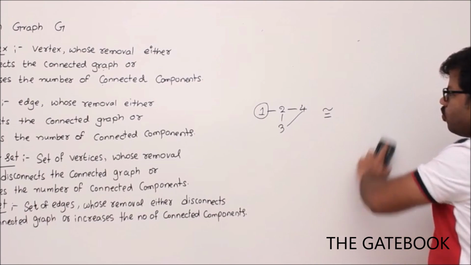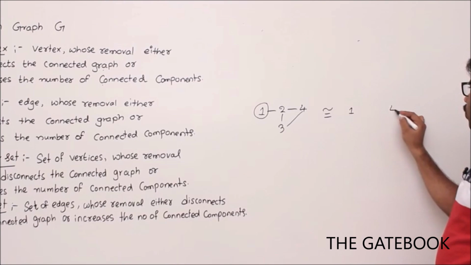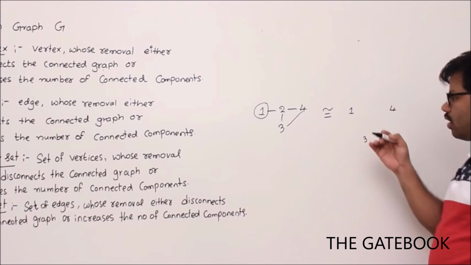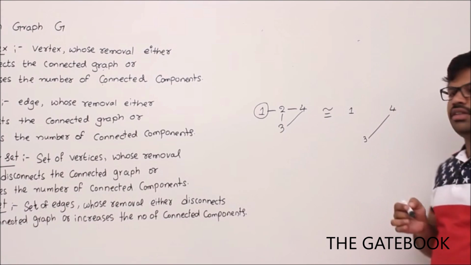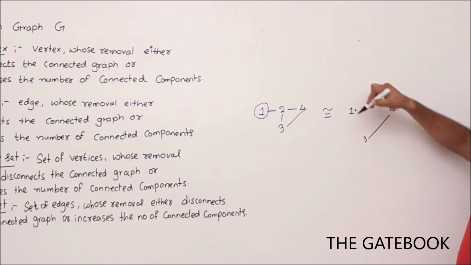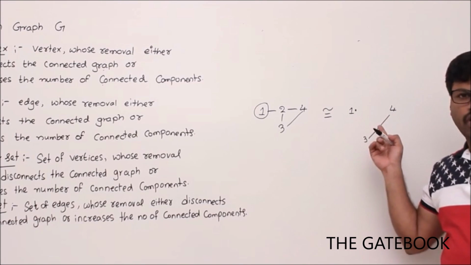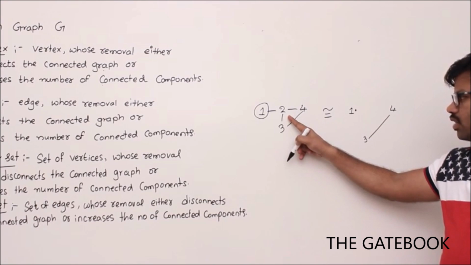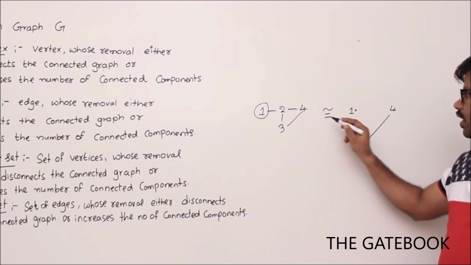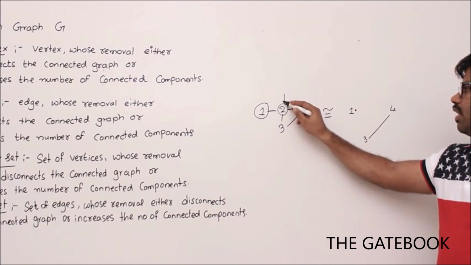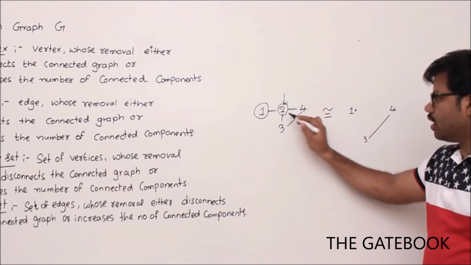Let's try 2. If I remove 2, then the remaining vertices are 1, 4, 3, and we retain all the corresponding edges among 1, 4, 3, that is 4 to 3, that's it. Now if you see, this is a disconnected graph, isn't it? Because there is no path from 1 to 3, and no path from 1 to 4. That's why this graph, which was connected, became disconnected. So definitely this vertex 2 is behaving like a cut vertex. In this problem, I can see only one cut vertex.